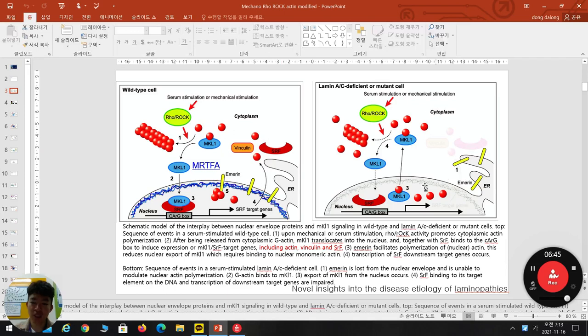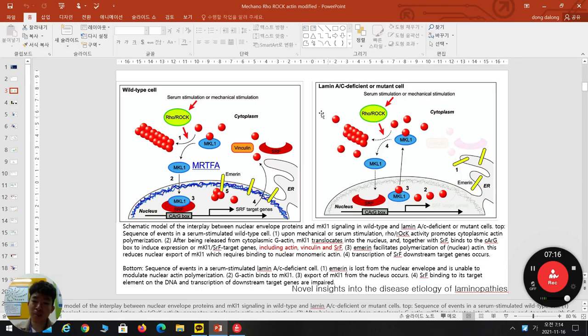But here, there is no lamin A/C, and emerin goes to the ER. No lamin at the nucleus means no nuclear actin. So there is a lot of globular monomer actin. Because of that, MRTFA continuously goes outside, binding together with it, so they cannot make much actin.